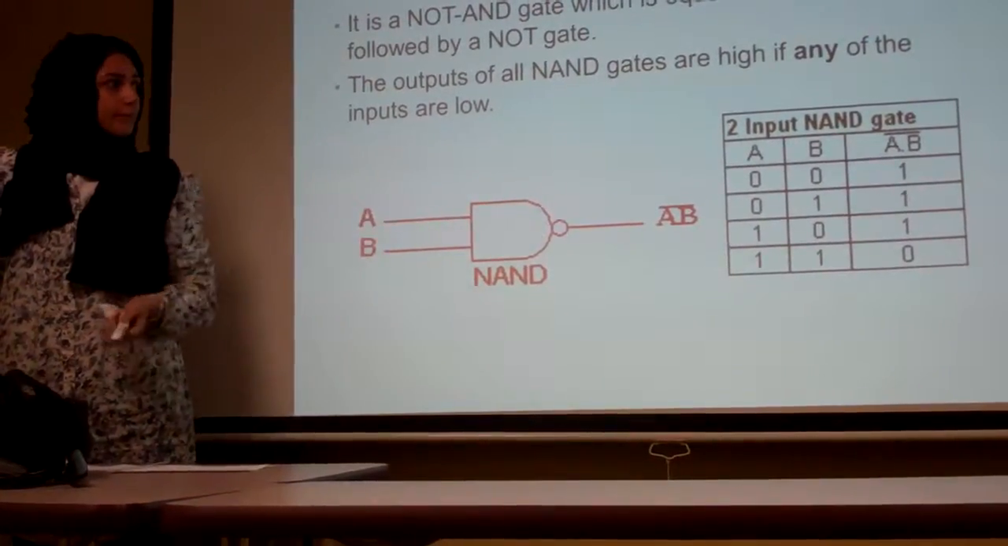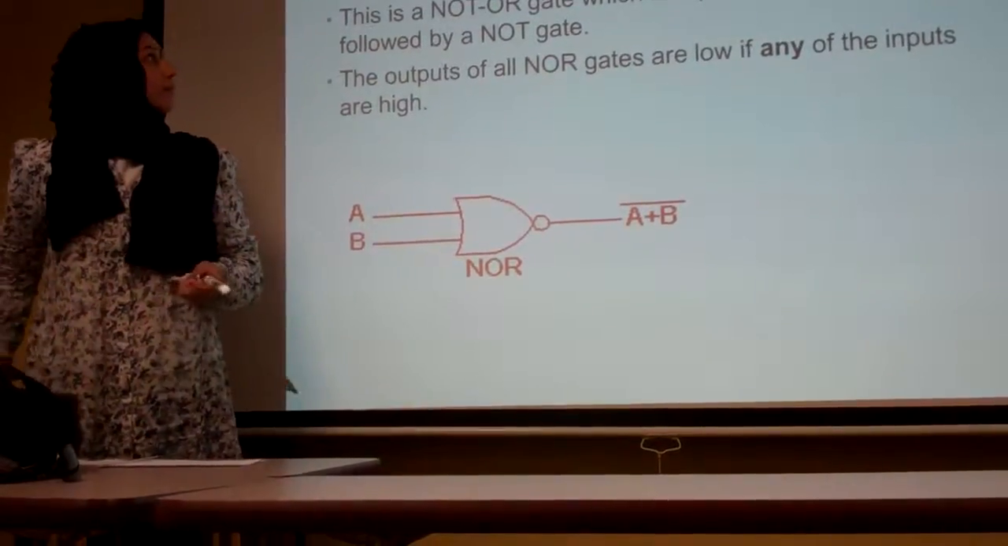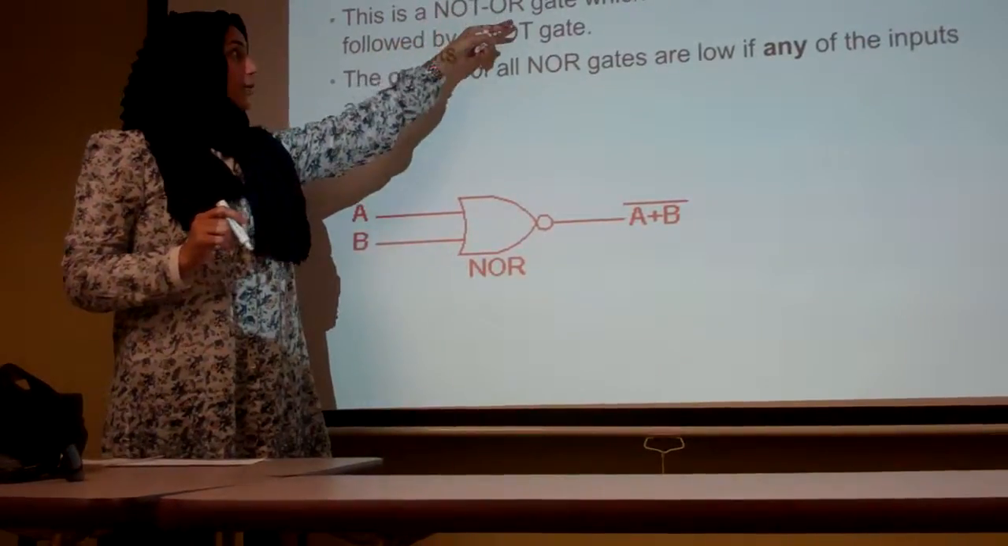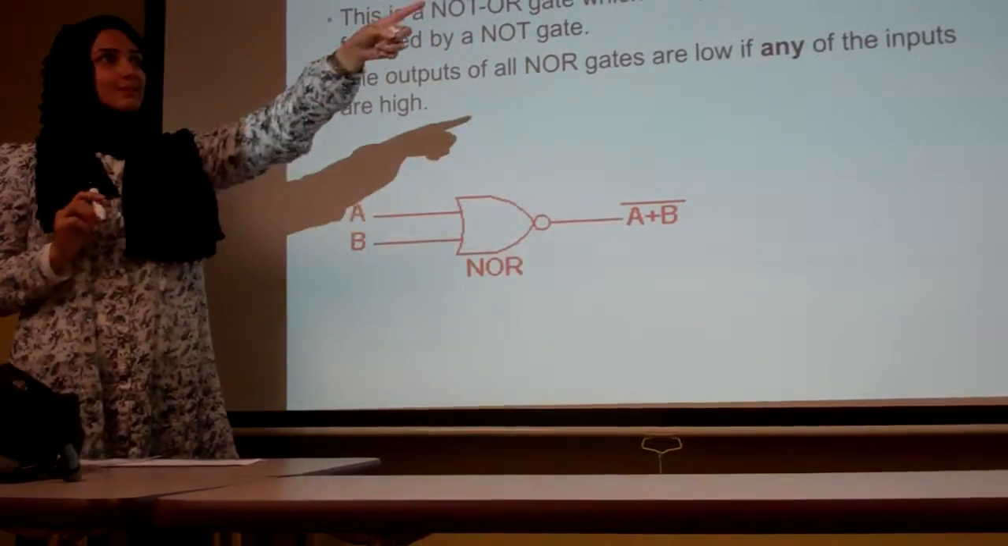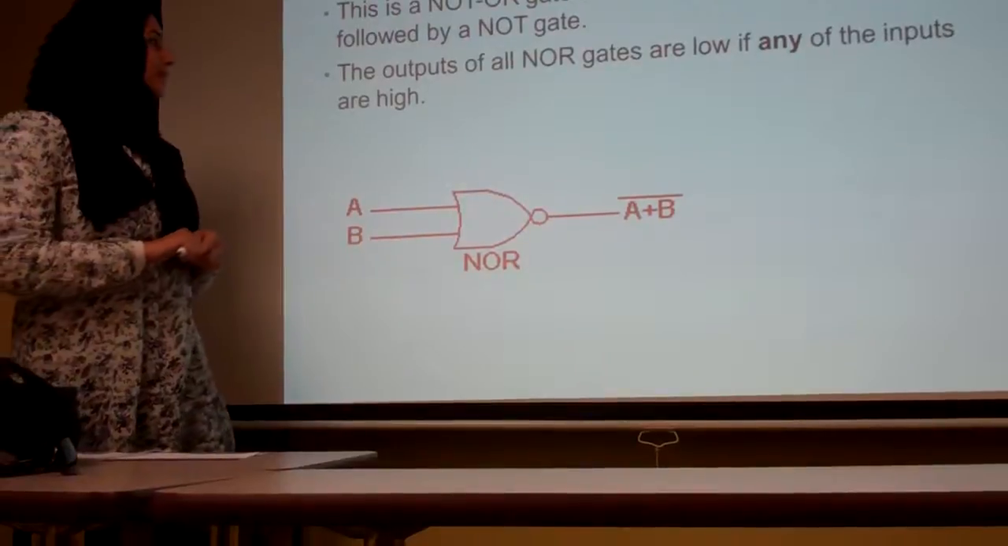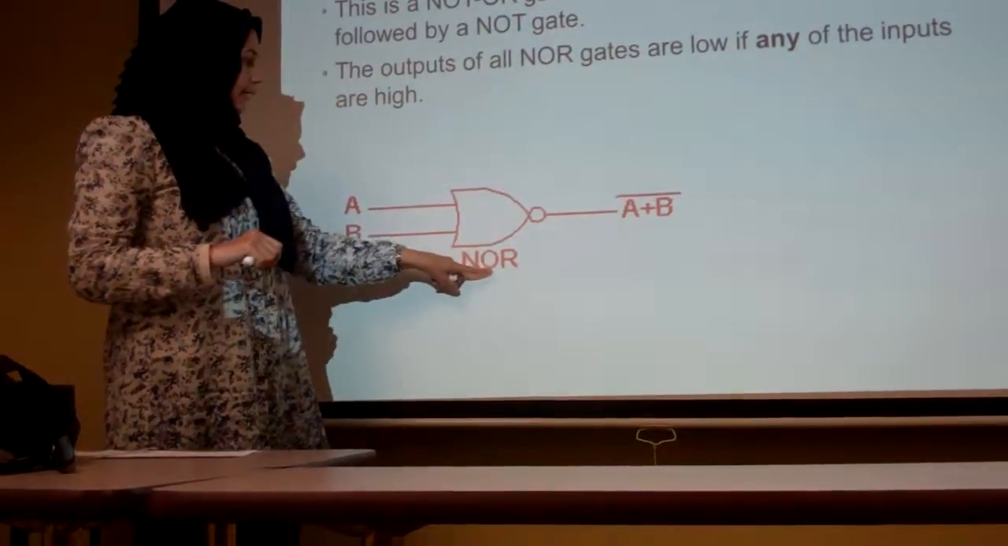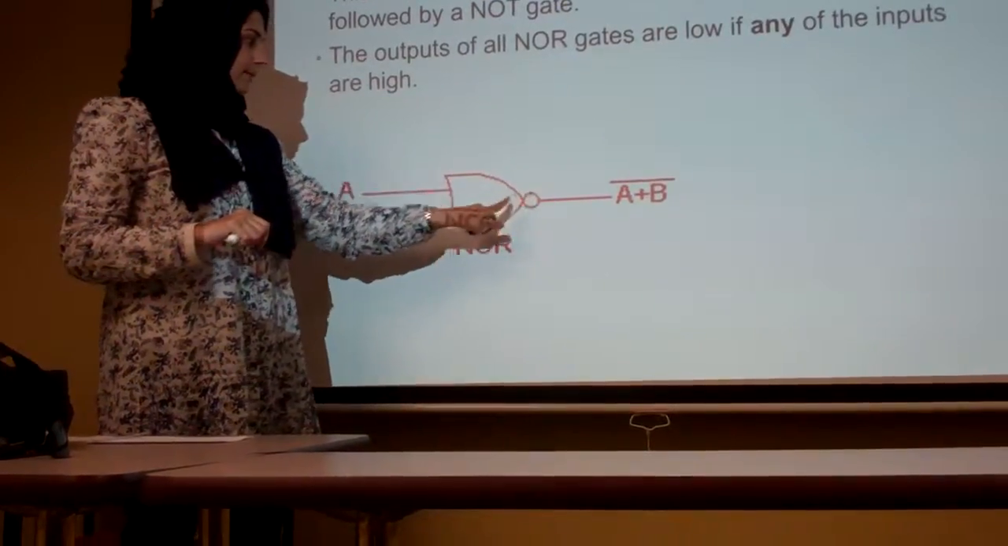This is the truth table. This is the NOR gate, which means not OR gate. This is the OR gate, we have it here. It's shaped like the OR gate, but we put this inverter here.